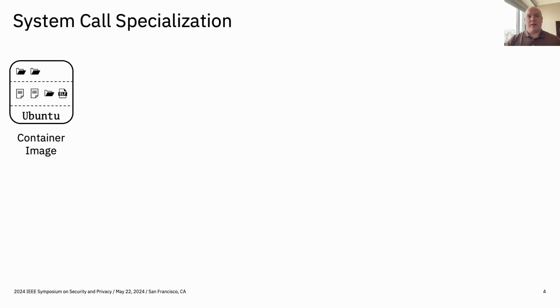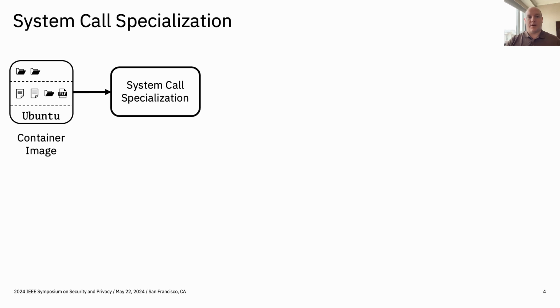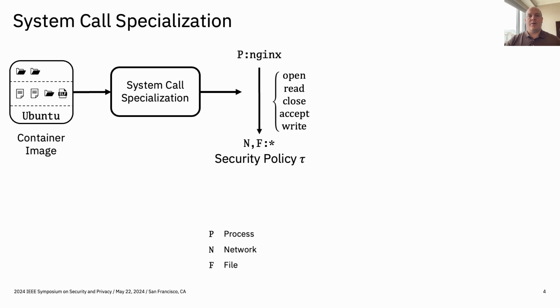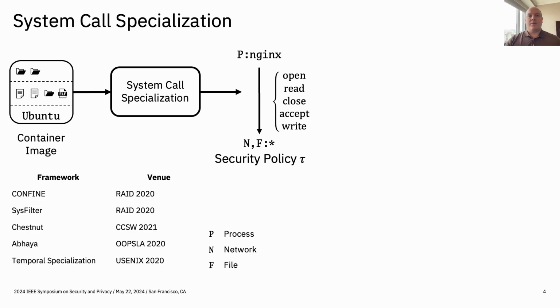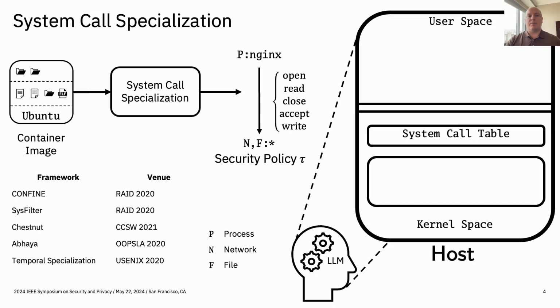Now, one approach for securing microservices takes the form of system call specialization, which tends to consider the layered file system that makes up a microservice, containing both the entry point for the microservice, any configuration files, and application dependencies within a layered file system that comprises a container image. These frameworks pass this image through the system call specialization framework in order to produce a security policy that summarizes all of the side effects an individual microservice will incur throughout its lifetime.